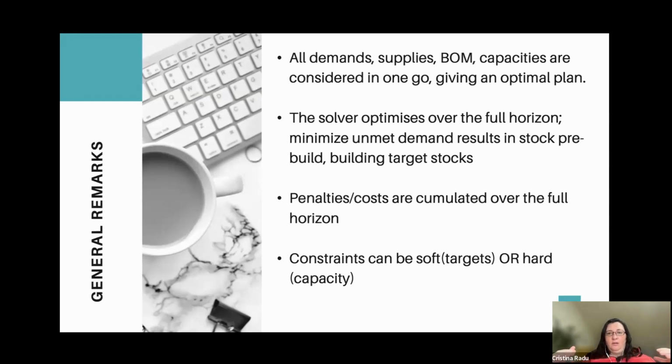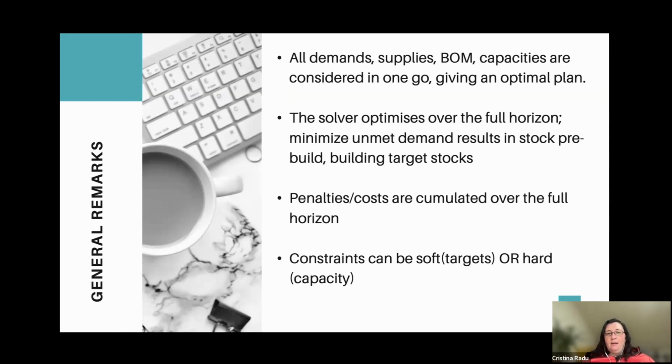So for example, this results in a stock pre-build, right? Because it looks at week 10 and says, well, I actually don't have capacity to meet demand in week 10. Then it has a little bit of capacity in week 2. So it says, well, I'm going to use this capacity in week 2 to pre-build stock such that I meet my demand in week 10. This is very powerful. The penalties and costs are accumulated over the full horizon. So again, it tries to minimize the penalty, the cost everywhere, not bucket by bucket, but in the full horizon, right?